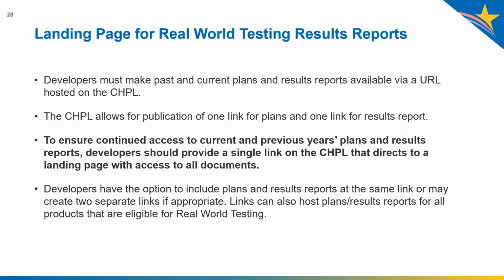And so just be sure that you are familiar with how your link is being managed, and make sure that right now your URL for your plans should link to not only your 2023 plan, but should also link to your 2022 plan, because that plan is from a previous year. All right, so hosting a landing page is probably the best way to go about making sure that the public has access to past and current plans and results reports.